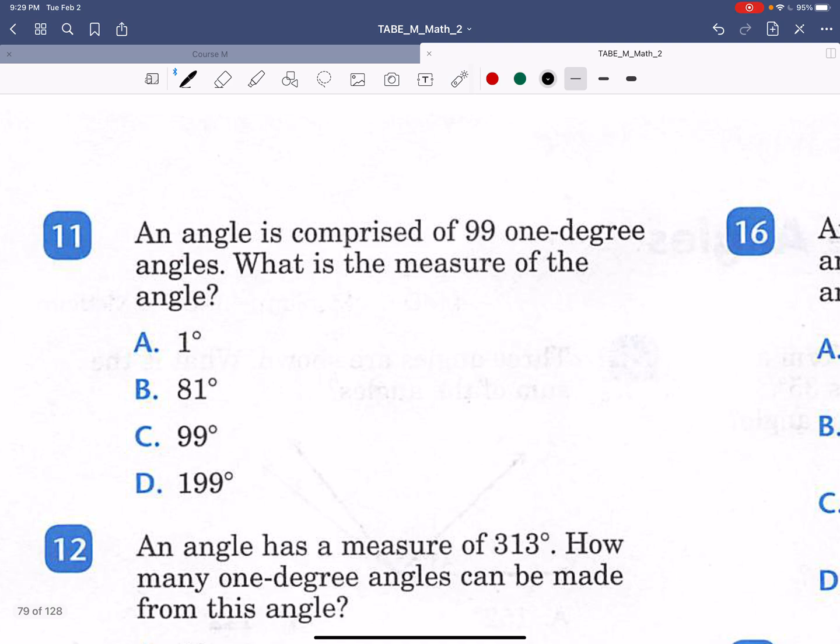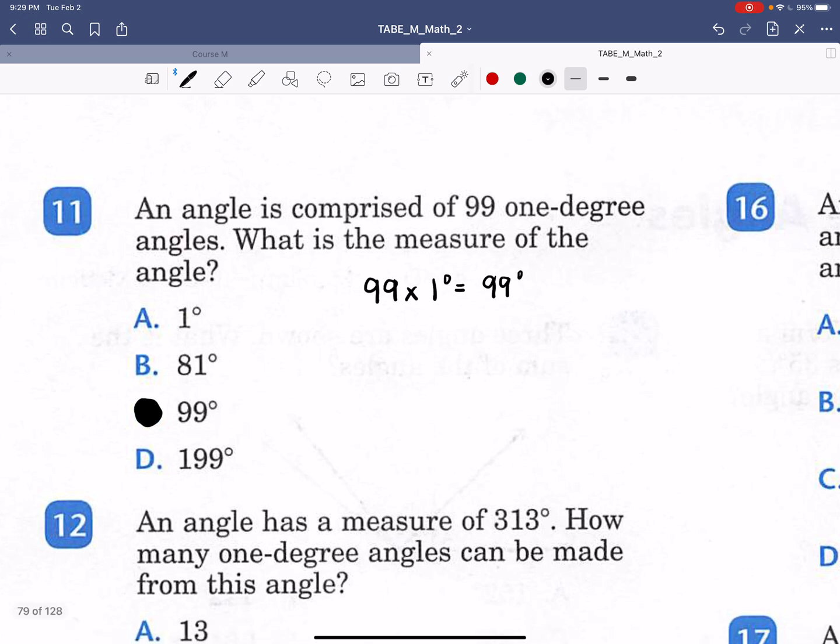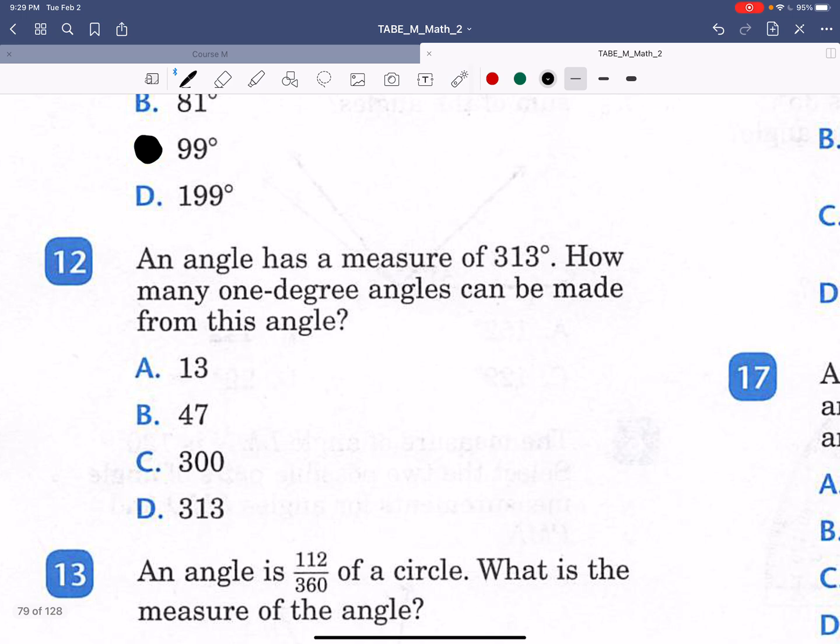An angle is comprised of 99 1-degree angles. What is the measure of the angle? 99 degrees. An angle has a measurement of 313 degrees. How many 1-degree angles can be made from this angle? So I'm going to break down the 313 into 1 degrees, and that would leave me with 313 of them, which is option D for number 12.